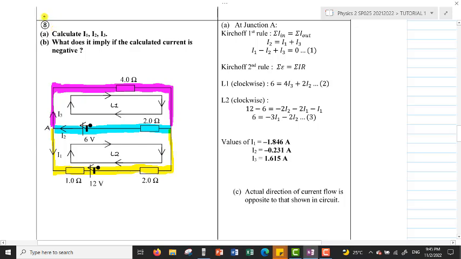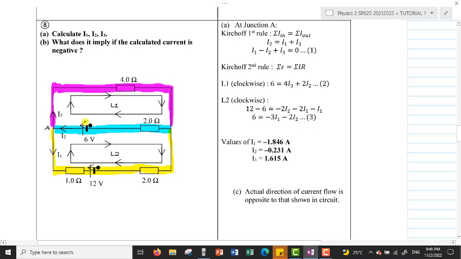So boys and girls, we proceed to question 8. For question 8A, we need to calculate the current I1, I2, and I3 that flow in each of the circuit paths. And then question B, what does it imply if the calculated current is negative? Okay, so we solve question A first. We try to determine I1, I2 and I3.